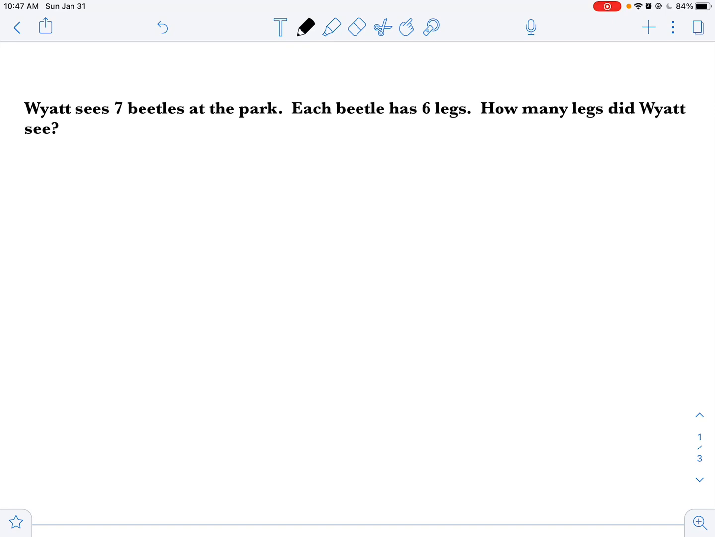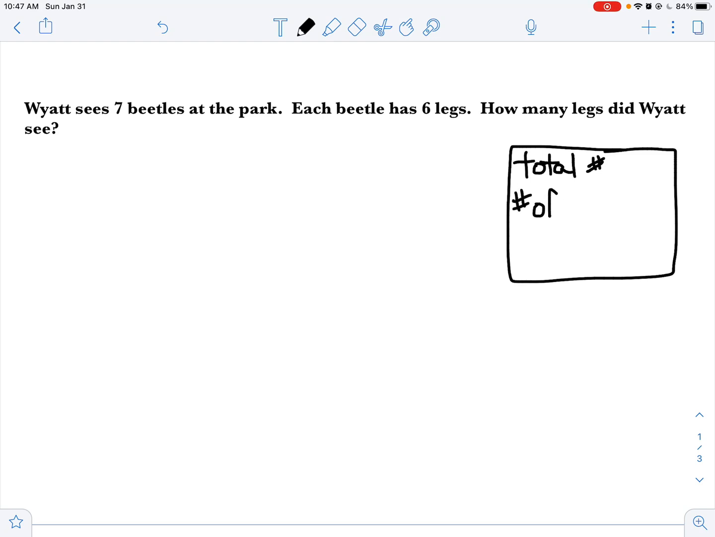Wyatt sees 7 beetles at the park. Each beetle has 6 legs. How many legs did Wyatt see? Now remember, I know multiplication and division always include a total number of something. Oh man, I can't write today, guys, sorry. It always represents a certain number of groups. And it always has how many in each group.